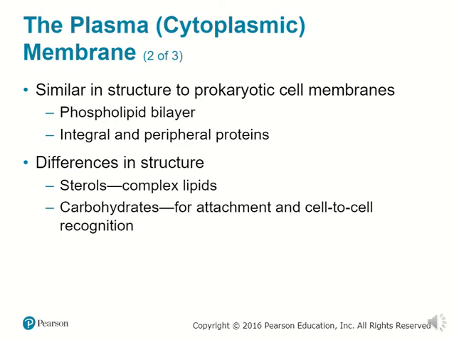So, plasma membrane, or the cytoplasmic membrane, similar in structure to prokaryotic cell membranes. It consists of a phospholipid bilayer, and integral and peripheral proteins are present throughout. Integral proteins being internal and peripheral being on the peripheries. There are differences in structure, such as there are sterols, which are complex lipids, and carbohydrates, which are used for attachment, and cell-to-cell recognition and communication.